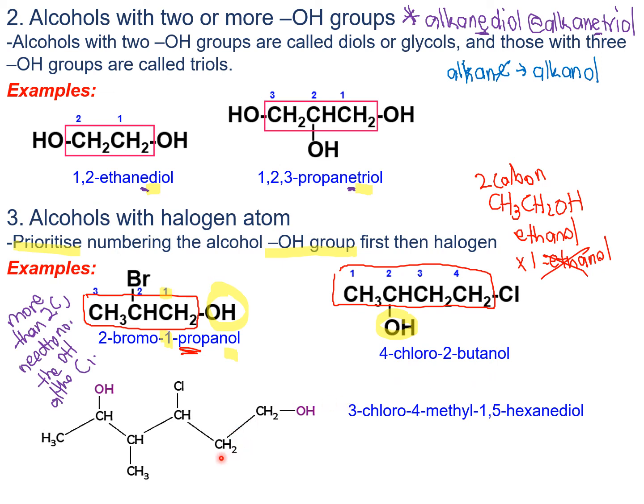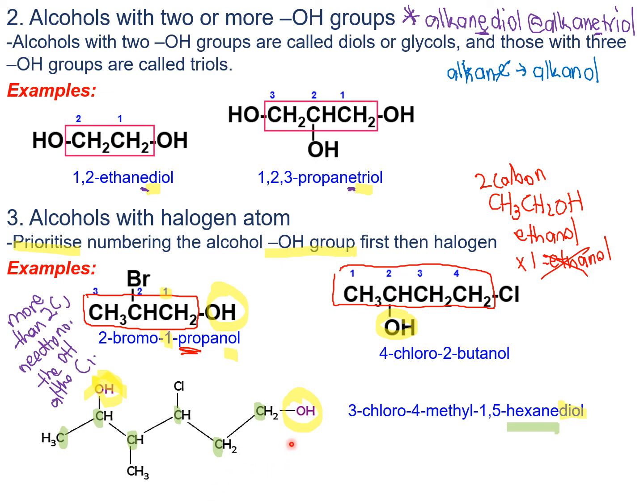Okay, the next one, the last one here. Look at the longest carbon chain here: 1, 2, 3, 4, 5, 6. If 6, hexane. But because it has 2 OH, you don't replace the E with OL. Because it has two OH, the name becomes diol.